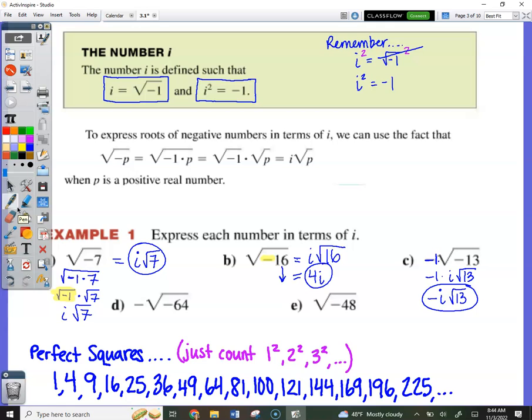Look at the next one. Go ahead and try it. D. Try D.